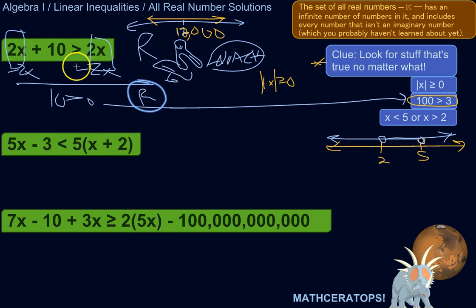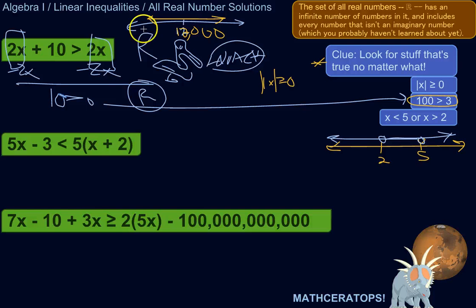So work with the inequality until you get down to something that's true no matter what. Then you'll know it's an inequality with an infinite number of real number solutions, and in fact all real numbers would count for that.